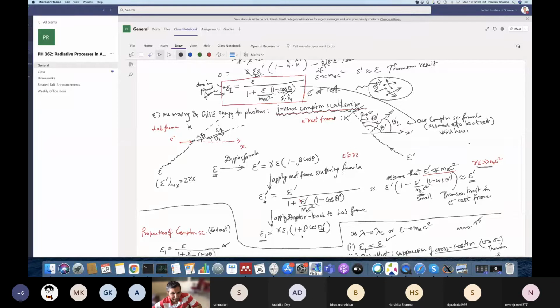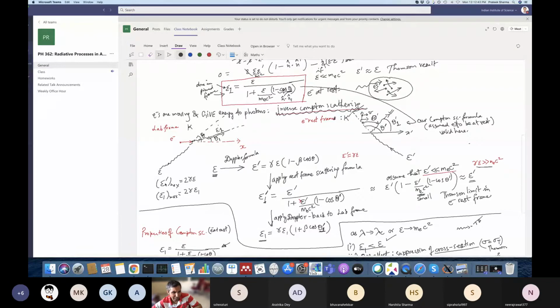And now in this case, when is epsilon 1 maximum? This is maximum when this is 1 and this is gamma. So you have 2 gamma epsilon 1.